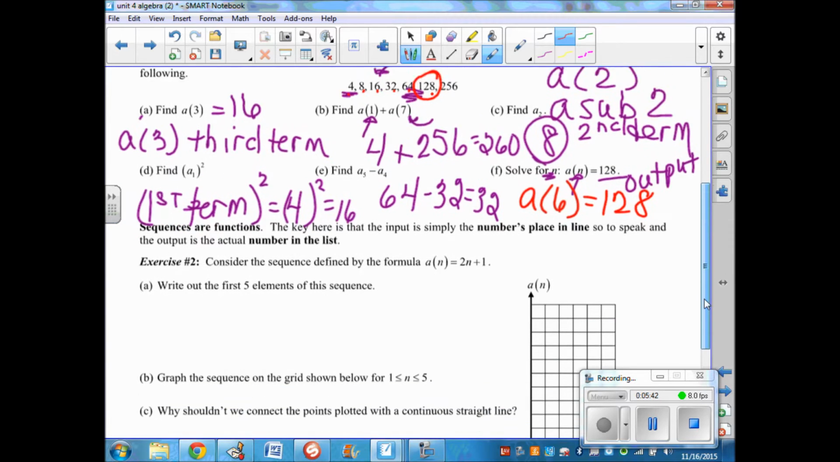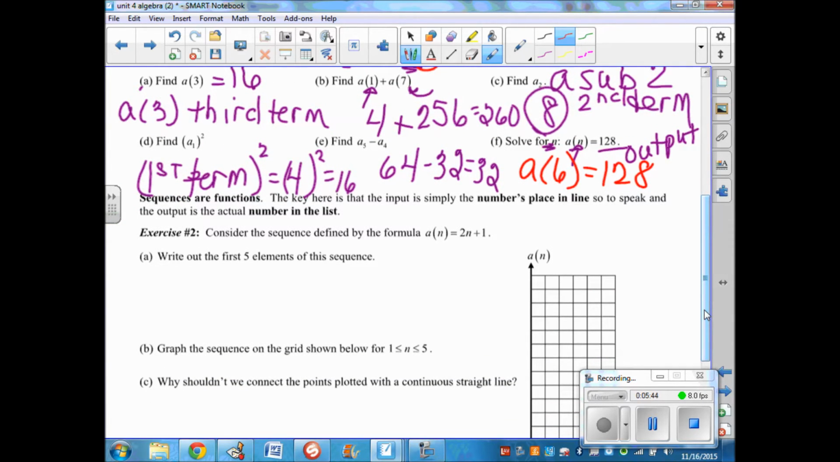Now it says sequences are functions. The key here is that the input is simply the numbers placed in line. That is huge. That is a huge understanding, so to speak. And the output is the actual number in the list. Highlight that, underline it, do both, because that is a huge understanding right there.